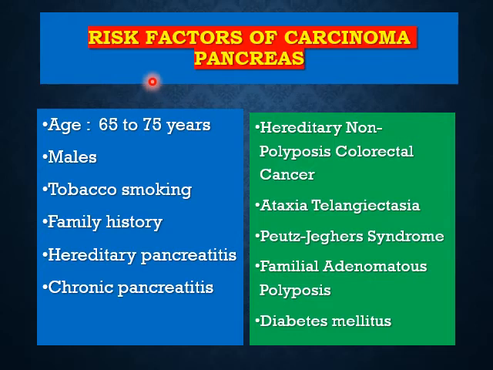What are the risk factors for carcinoma of the pancreas? Age is a very important factor. It usually occurs in elderly people above 65 years of age. Males are more commonly affected. Cigarette or tobacco smoking is a predisposing factor. Family history, higher in such cases. Hereditary pancreatitis, and chronic pancreatitis also in the long term predisposes to cancer of the pancreas.